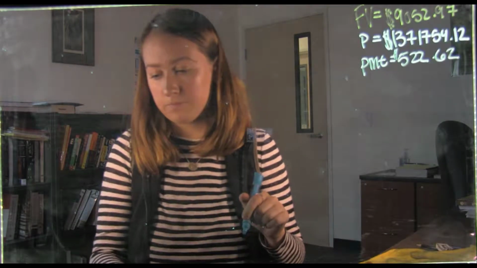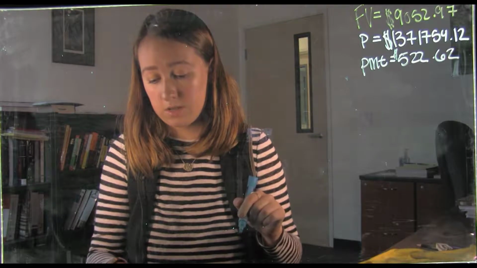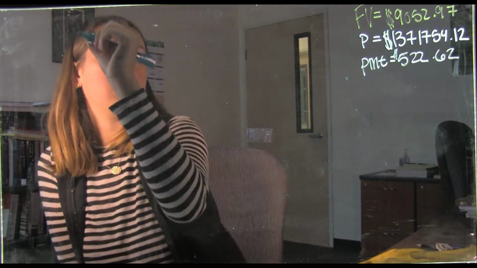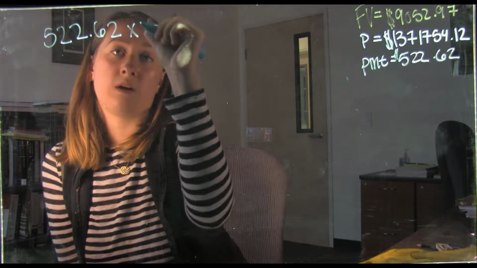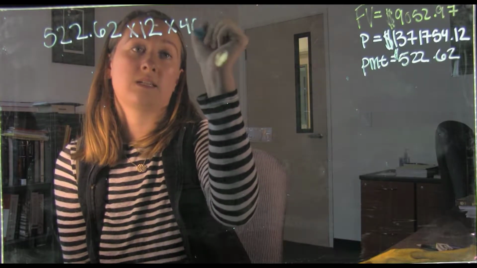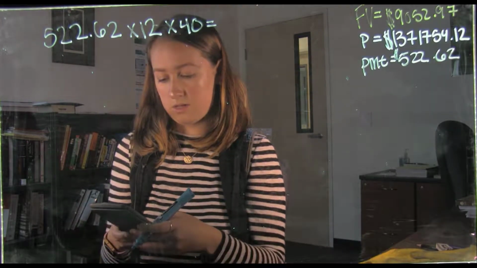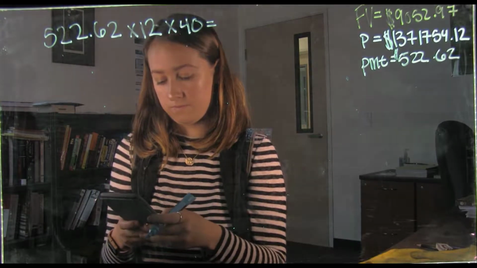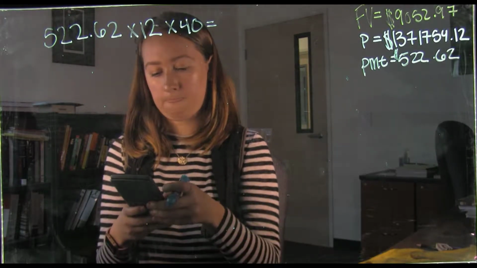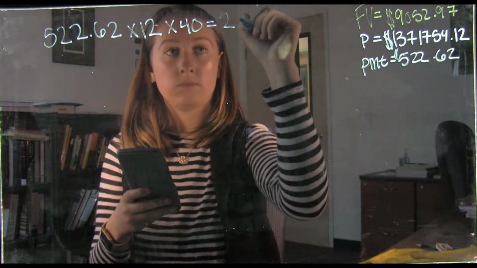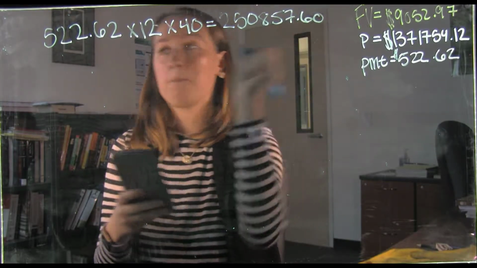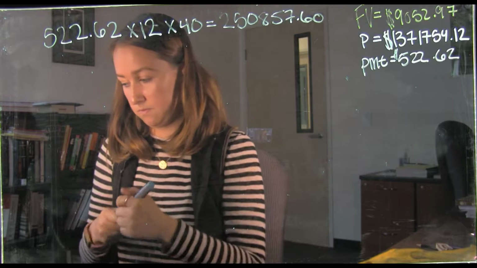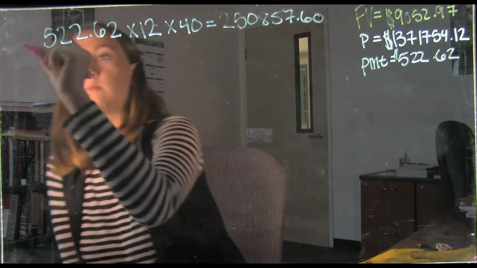So her paid in is going to be this 522.62 times 12, because she does it every month, times 40, because that's how long she's saving. So that is $250,857.60. This is paid in.